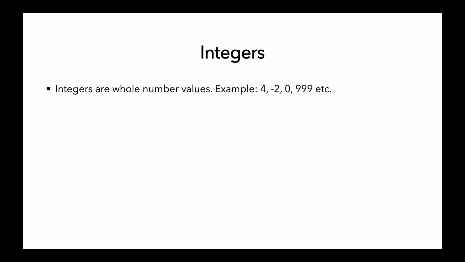Integers are whole number values. For example, 4, -2, 0, 999, etc. Swift type Int represents integer values.